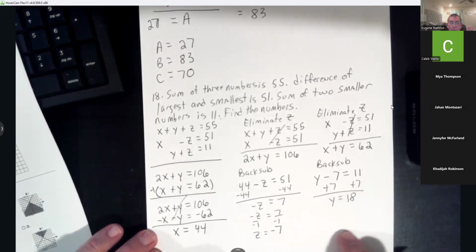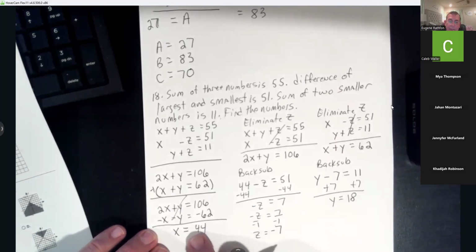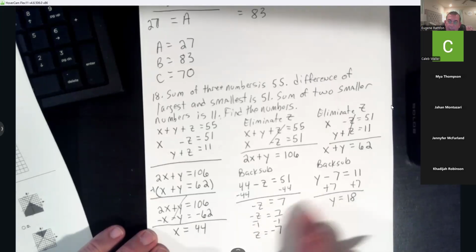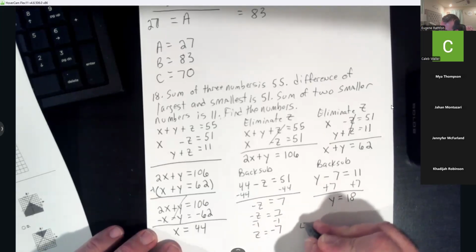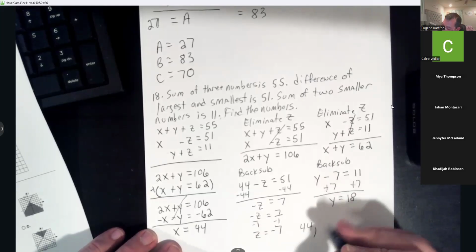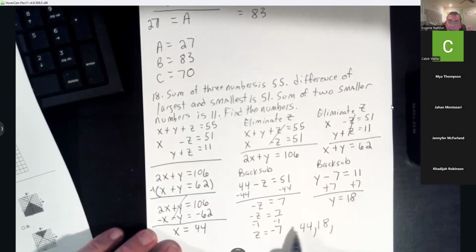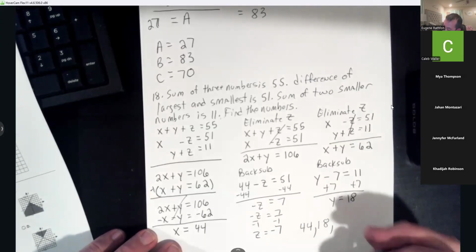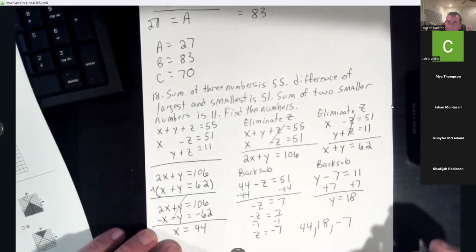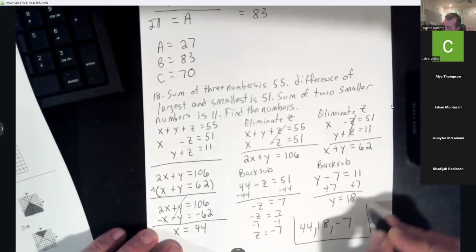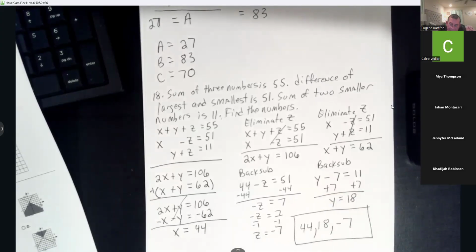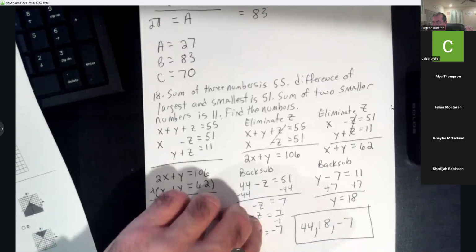So it's going to want the numbers in largest to smallest. Well, that's going to go in the order I did them. X, Y, Z. That's my largest number, 44. My next number would be the Y, which was 18. And then my smallest number would be Z, which was -7. So remember, MathLab will ask for those to be in order from largest to smallest.